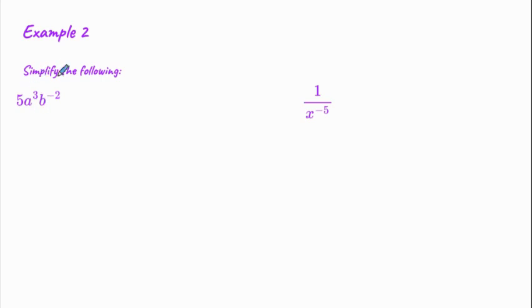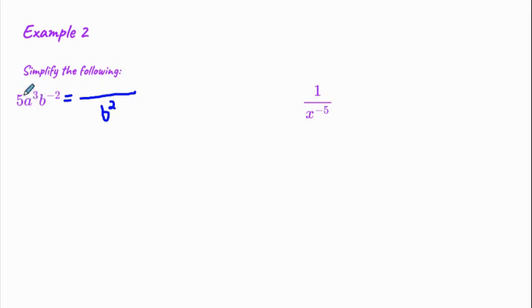All right, so let's talk about example 2. So now we're bringing variables into the problems. We're not just talking about numbers anymore. So we have 5a cubed b to the negative second. So again, we're approaching this as if we're creating a fraction, because again, I got a negative exponent. And that whole entire thing, b to the negative second, will go to the bottom.